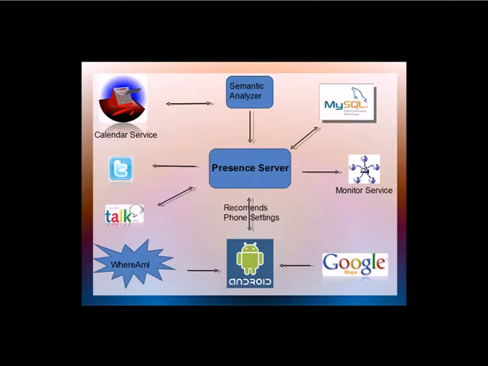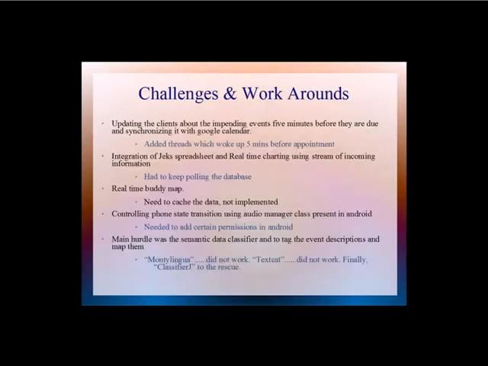The analyzer outputs a present status, and this is used to recommend a particular setting on the phone, the logic for which is built into the server. Additionally, the server also uses the Twitter and Google Doc APIs to update the corresponding present status of the user. Some of the challenges that we faced and how we tackled them.